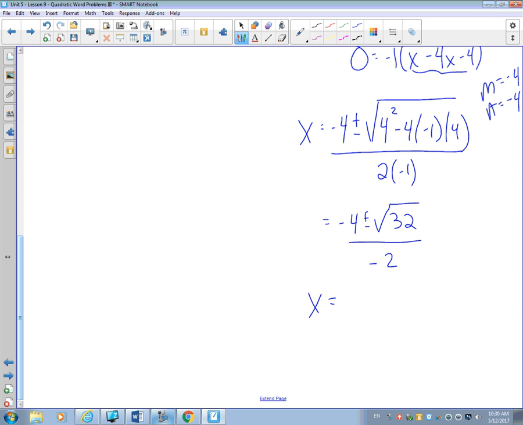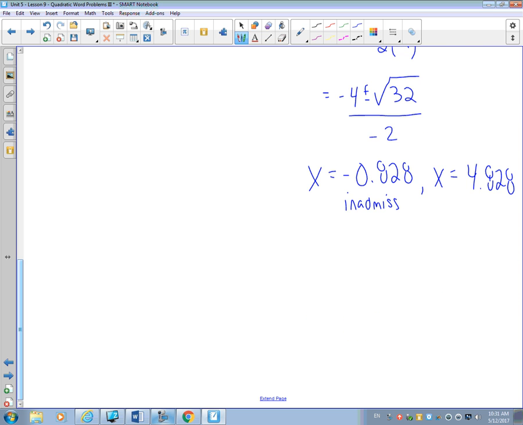All right, two answers. First one, ooh, negative 0.828. You know, right off the bat, that's an inadmissible answer. I can't have a negative length lawn. And the other answer that I got was 4.828. Well, that must be the answer. That's the positive one. Therefore, the lawn is 4.83 by 4.83. How about 3 sig figs? Done. I solved it. Okay, let's see if you guys can try one.